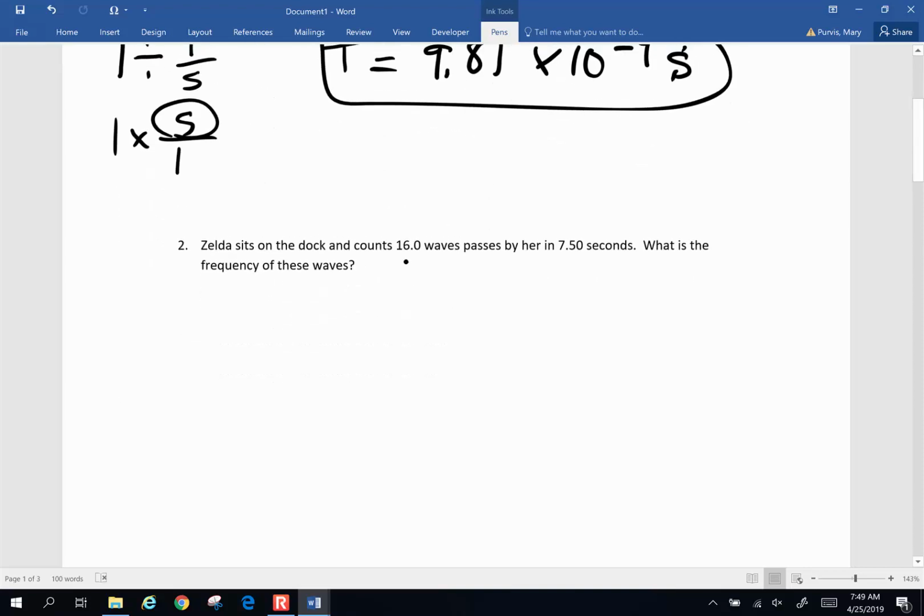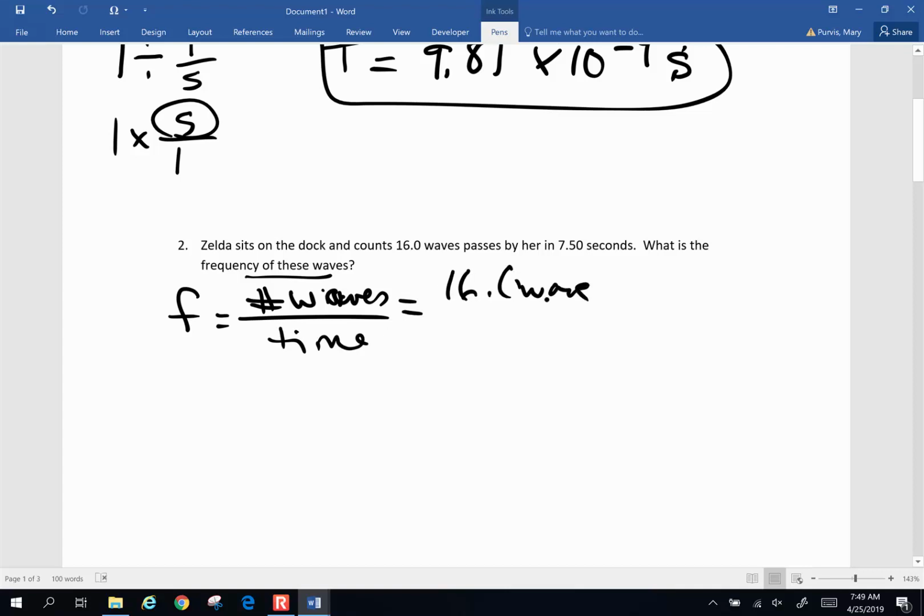Zelda sits on a dock and counts 16 waves pass by her in 7.5 seconds. What's the frequency of these waves? Well, frequency is number of waves that pass per unit time. So we have 16 waves, and this occurs in 7.5 seconds. I'm going to pick up my calculator. 16 divided by 7.5, and I'm going to end up with 2.13, and that is waves per second.